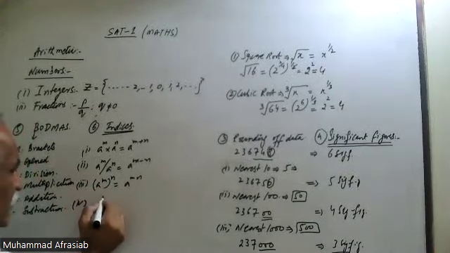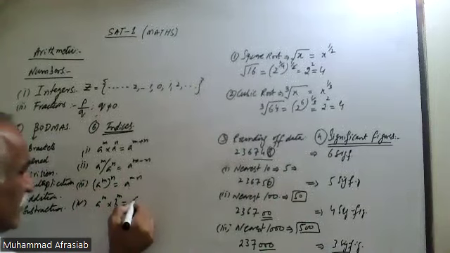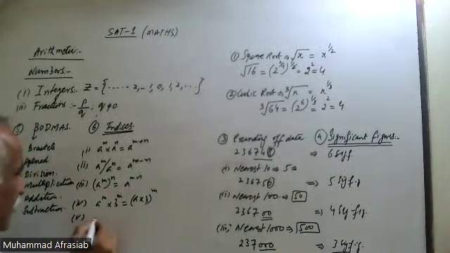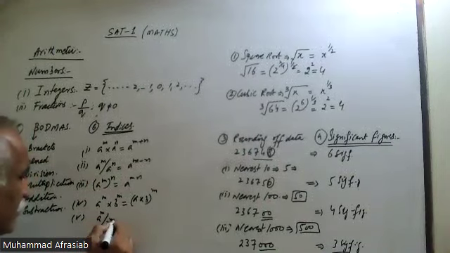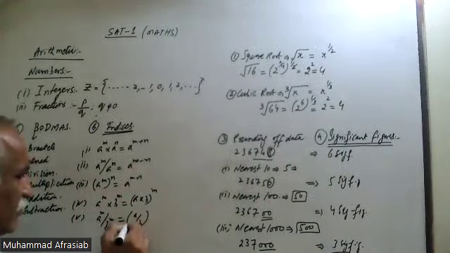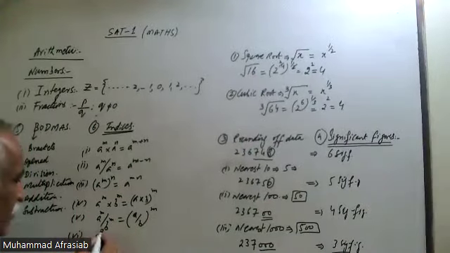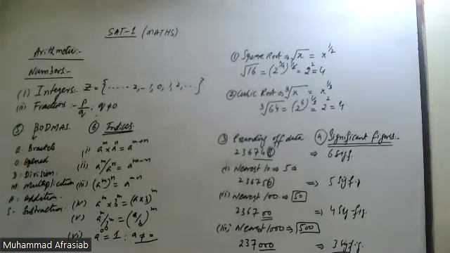Then a power m into b power m will be a into b whole power m. And if it is a power m divided by b power m, then it would be a over b whole power m, because the bases are different, but the power is the same. And a power 0 is equal to 1, provided a should not be equal to 0. So these are the rules for indices for this topic of arithmetic. And now we will solve assignment 1 for this whole topic.